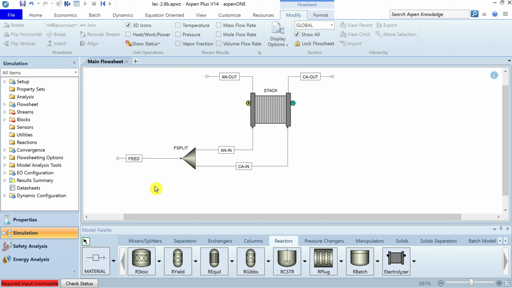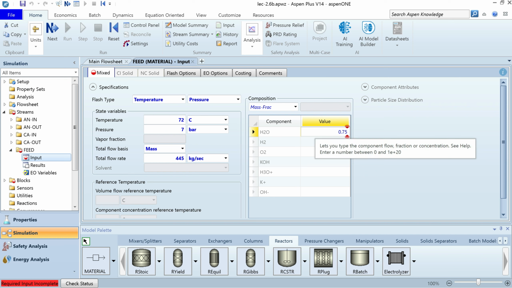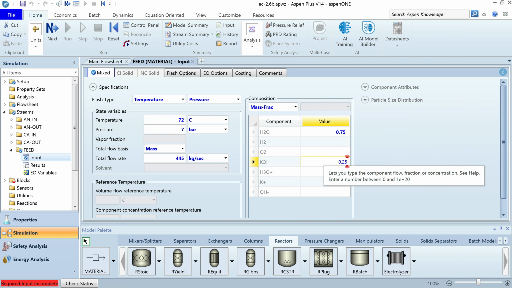So once the flow sheet is defined, let's proceed to the next input form. Define the feed that enters the stack at 72 degrees Celsius and 7 bar pressure at a flow rate of 445 kilograms per second. The composition of the feed is by mass 75% water and 25% potassium hydroxide.